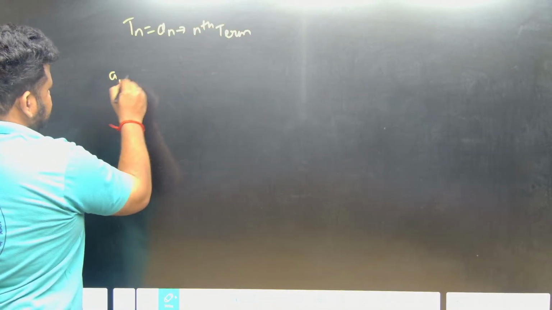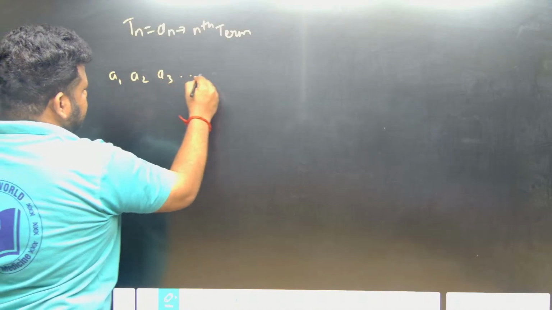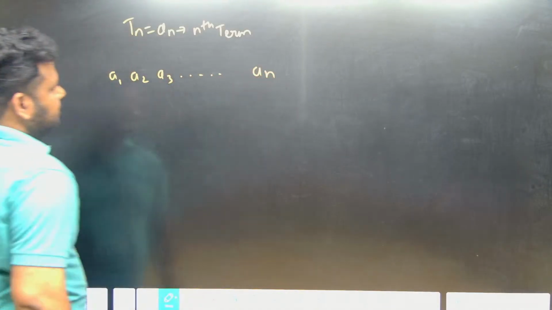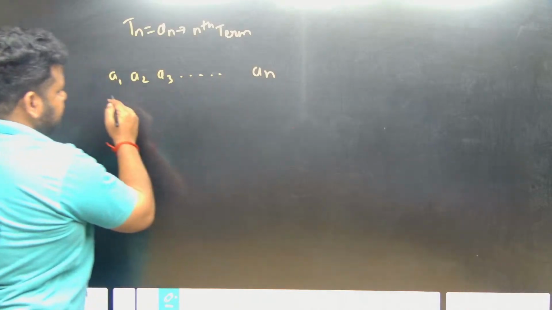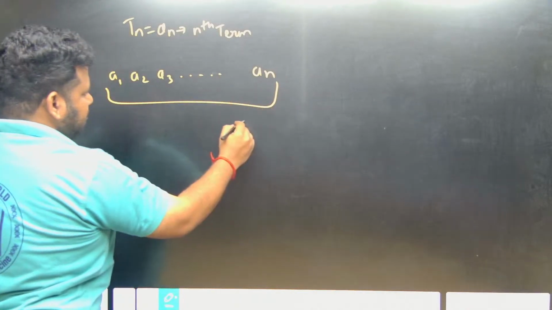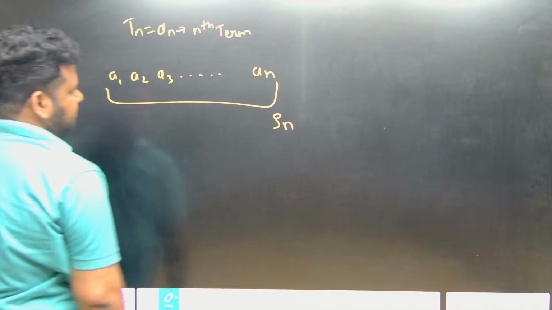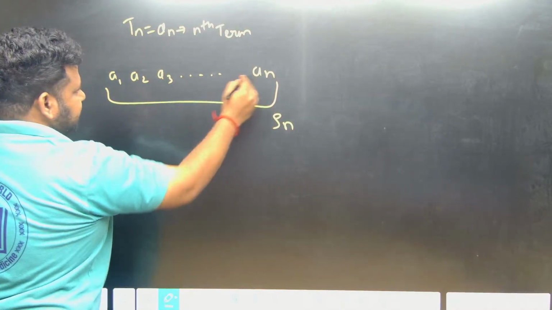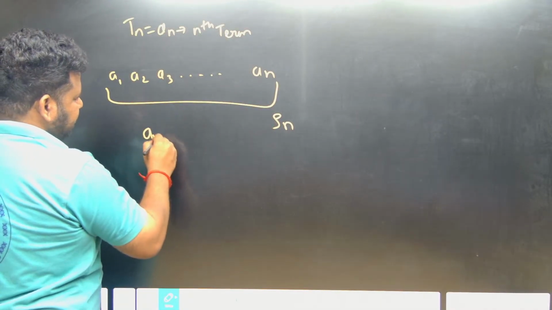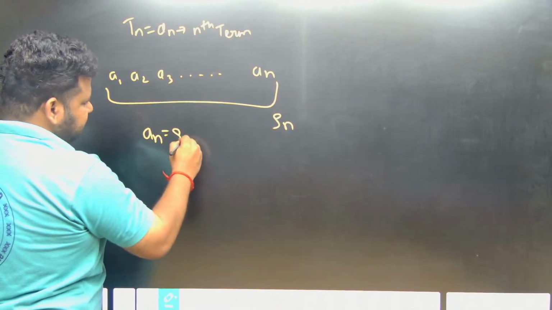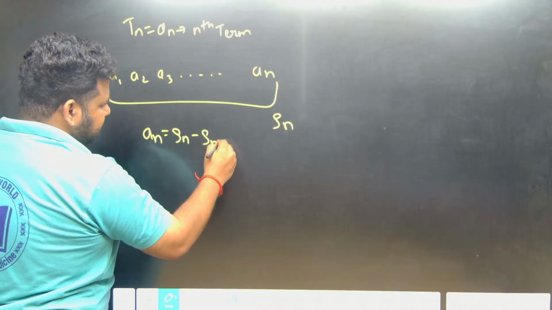Suppose we have terms like this: A1, A2, A3, and it goes on, this is the nth term. Sn is the sum of all these terms. The sum of all these terms is called Sn. So this An, or Tn, can be written as Sn minus Sn minus 1.